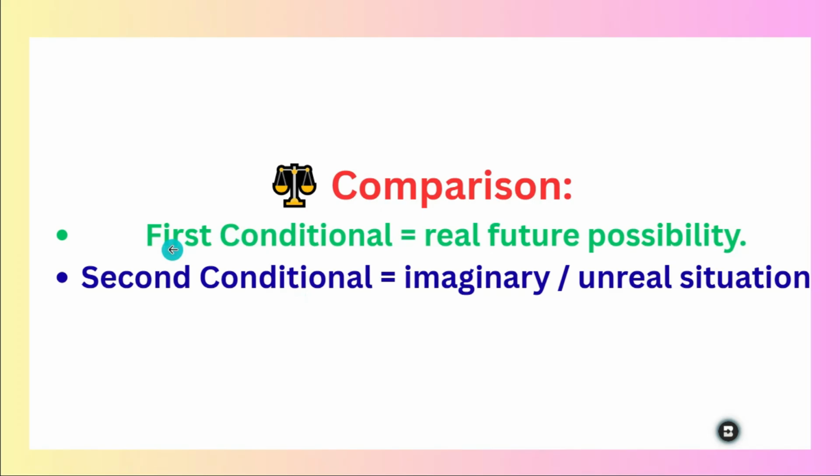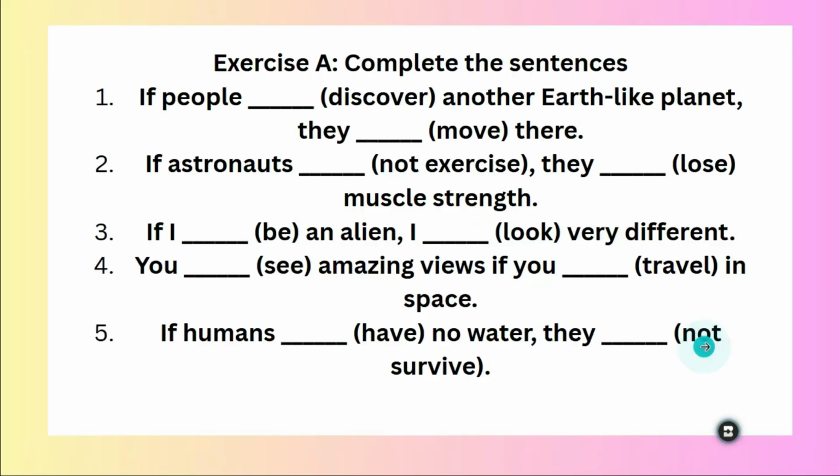What's the difference between the first condition and the second condition? The first condition is a real future possibility. It could happen; it's probable, possibly going to happen. But the second condition is an unreal situation. It never happens. It's imaginary. You will never have wings in your life.